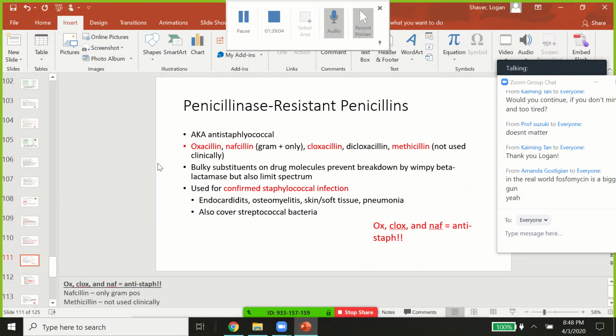But yeah, I did add this down here for this slide. So oxacillin, nafcillin, cloxacillin, methicillin. There's a little saying that she always says: ox, clox, and naf are anti-staph. She said that multiple times. So maybe it'd be a first order question on this test, and I just don't remember it, but I kind of doubt that. But maybe. So yeah, since they're anti-staph, they of course help with staph infection.